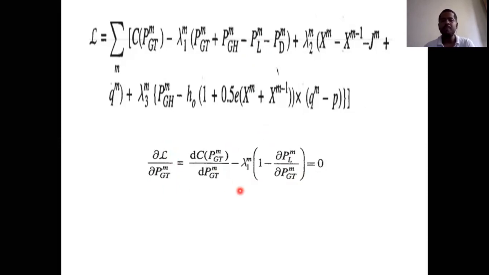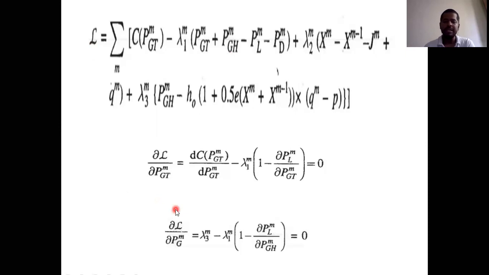Similarly, one more dependent variable is PGHM. So again, do the differentiation with respect to PGHM, and then you will get this equation. The first term becomes 0, because the objective function does not depend on your PGHM at all. This term becomes 0, this term becomes 1, this term becomes dou PL by dou PGHM, and this term becomes 0. So finally you will get here minus lambda 1m into 1 minus dou PL by dou PGHM.